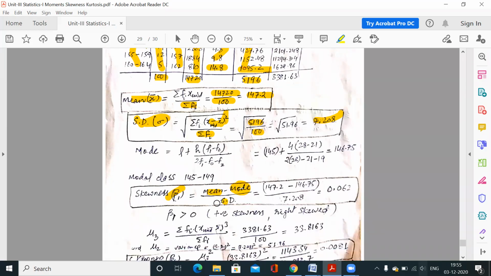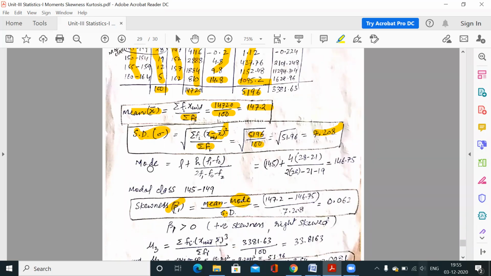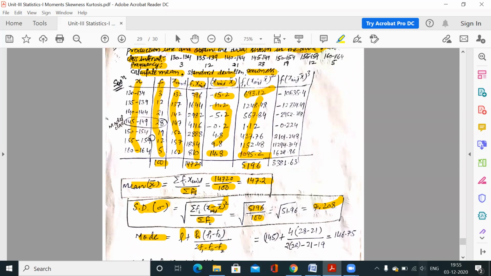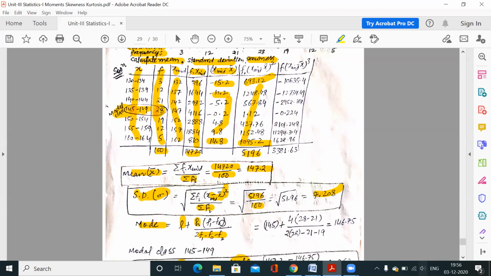Now to use this formula, (mean minus mode) upon standard deviation, we need to calculate the mode also. The mode is L plus h times (f1 minus f0) upon (2f1 minus f0 minus f2). This is for the modal class. So first we need to calculate the modal class. How to observe the modal class? The interval corresponding to the highest frequency is the modal class. Among these values, 28 is the highest, so the corresponding x interval is our modal class. And for this modal class, we calculate this formula.